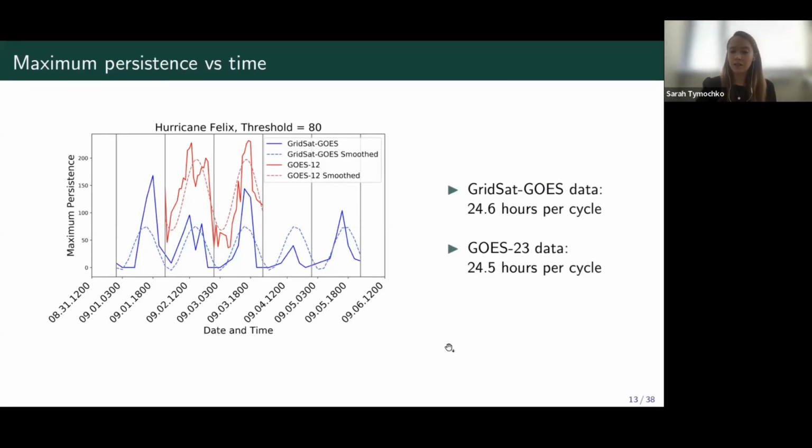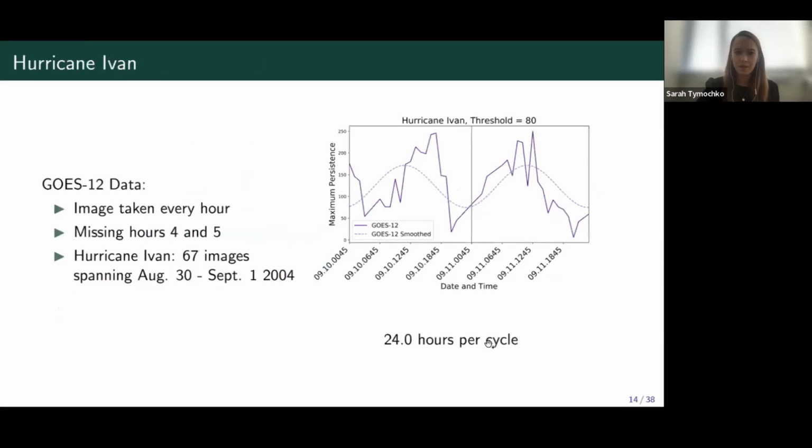So it's a really nice process here where we can start with our input images and end up getting that same 24-hour cycle that our atmospheric scientist collaborators were telling us should still be there. We also, of course, tested this for another hurricane. So it worked well in Hurricane Felix. We also looked at Hurricane Ivan, which was another one our atmospheric scientist collaborators were interested in at the time. This is from 2004, so even longer ago, but we're still getting that 24-hour cycle. So it does seem that this method is robust across different resolutions of data, and it works in at least two different hurricanes, which is always a good test.